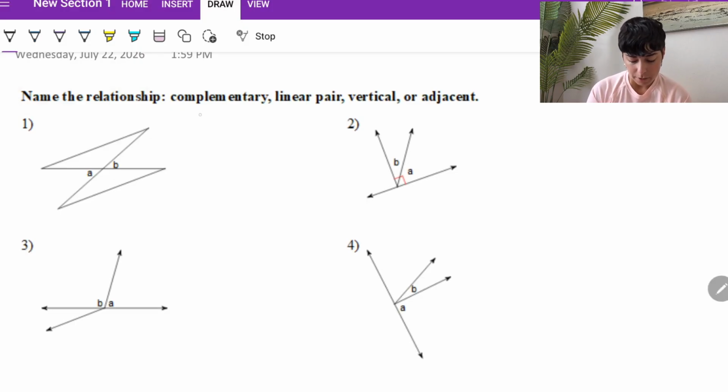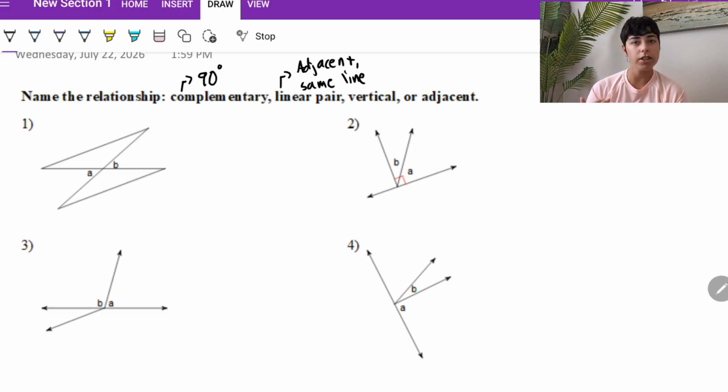So complementary means that our angles, when we add them together, would equal 90 degrees. Linear pair means they are adjacent on the same line. And when they're a linear pair, they're essentially supplementary. They equal 180 degrees. The only difference between linear pair and supplementary is the part where they are adjacent on the same line. So we gotta also remember a linear pair, they add up to 180 degrees, since a straight angle, which is the line they are on, is also 180 degrees.